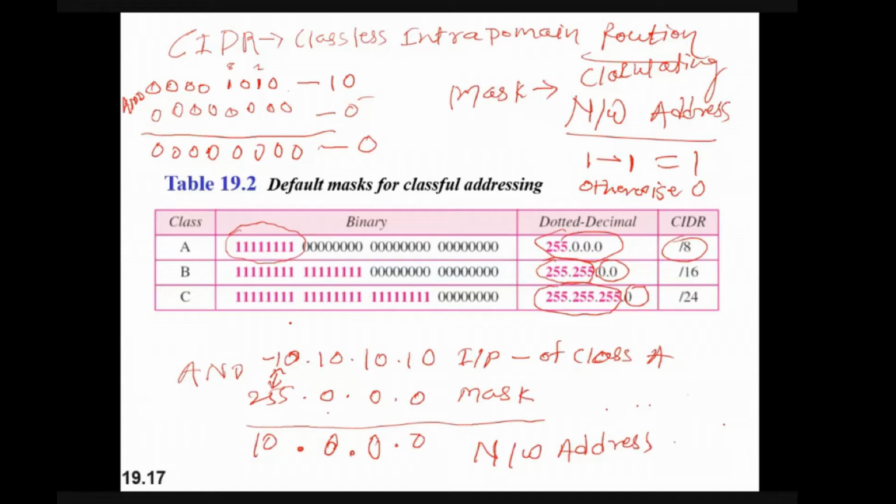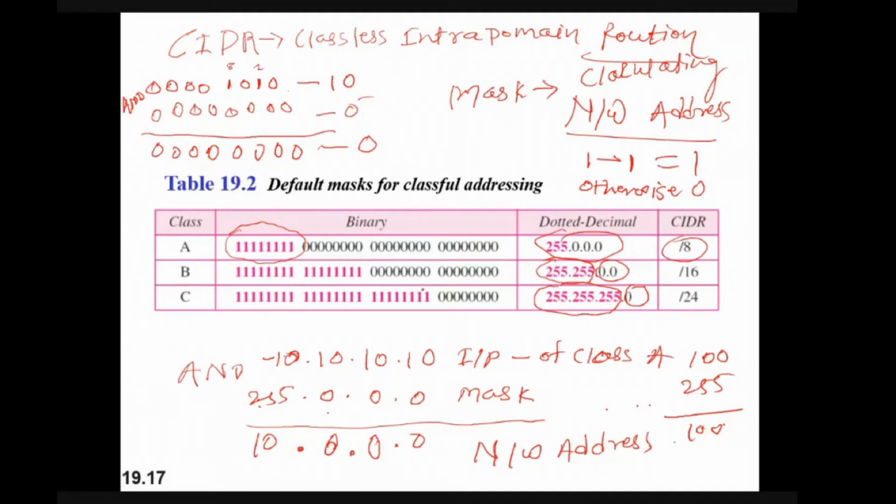And one more thing, anything ANDed with 255 will give you the same number. So if it is 100 ANDed with 255, you will get 100. Am I right? So anything ANDed with 255 will give you the same number. So ANDing of the IP address is very simple. So here you have got the network address for this 10.10.10.10 as 10.0.0.0. So this is the network address.